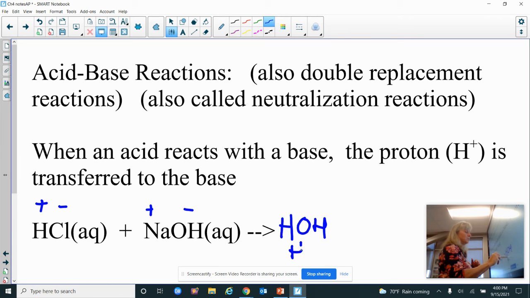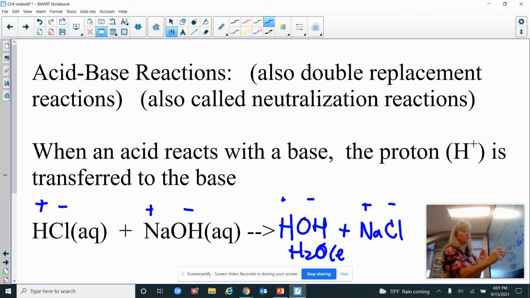We get HOH, which is water. And then the Na is going to go with the Cl. Okay, so we had a plus with a plus with a minus. Now, in this case, we're not making a precipitate, we're making water, which is a pure liquid. So that's like a precipitate, it doesn't break up. So pure liquids and solids and gases do not break up into ions. So this water that's formed is not going to break apart.